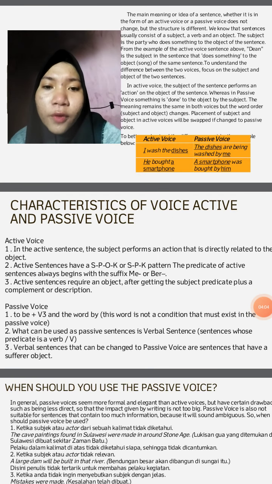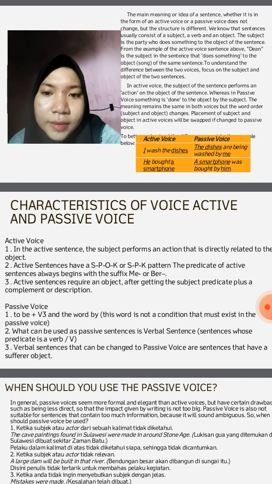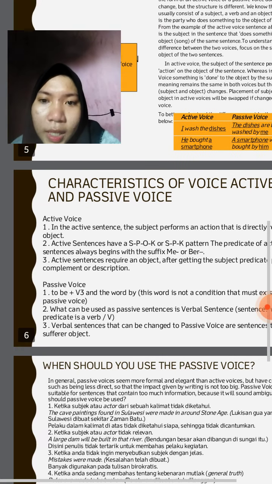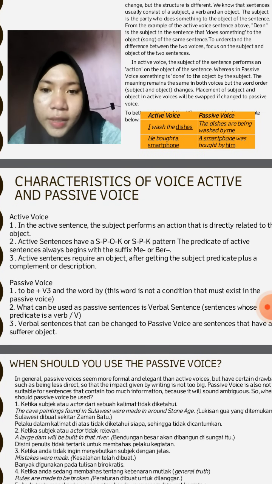Characteristics of active voice and passive voice. Active voice. Yang pertama, in the active sentence, the subject performs an action that is directly related to the object. Second, active sentences have a SPOK or SPK pattern. The predicate of an active sentence always begins with the prefix "me" or "ber". Third, active sentences require an object after getting the subject, predicate, plus a complement or description.